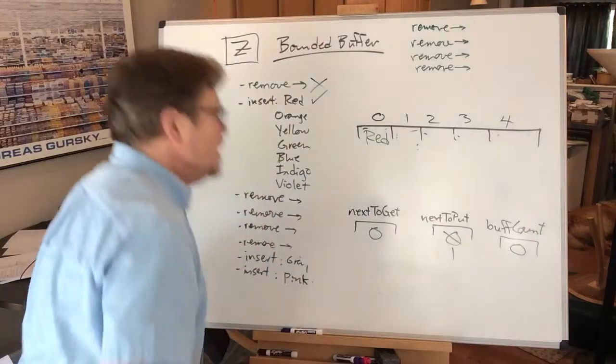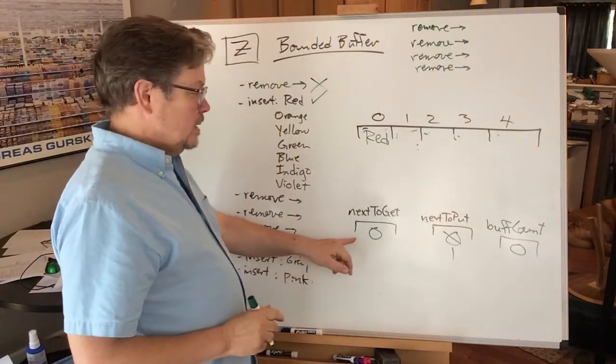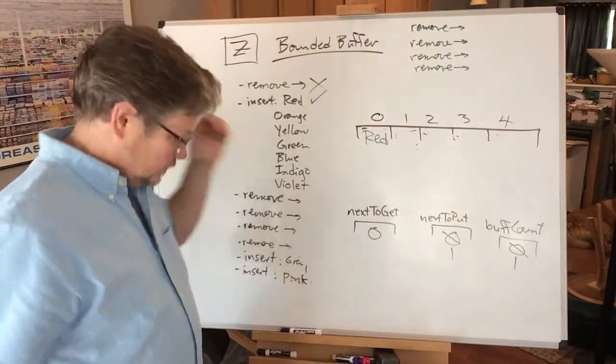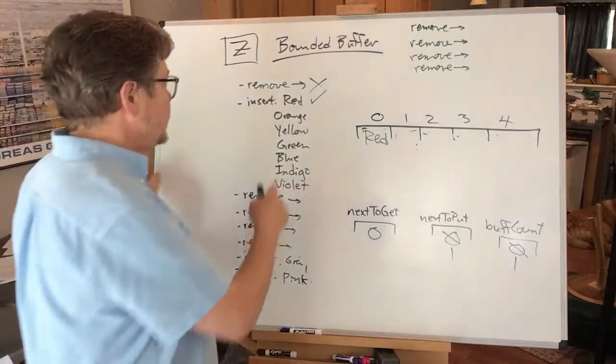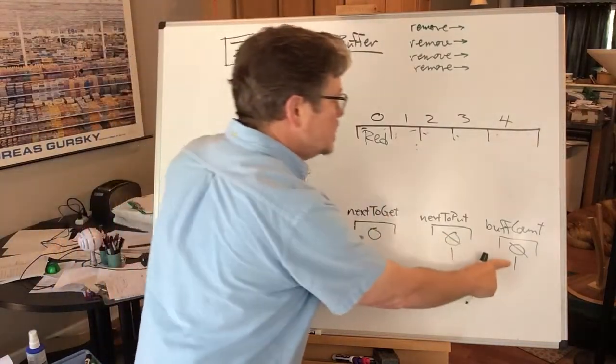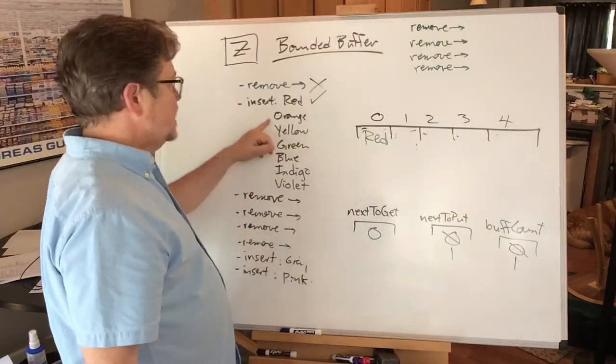One moment. Next to get leaves alone. It's not a player in this operation. Buff count needs to go up to 1. I hope I'm up to date. Try orange. Can we put orange in there? Our first check is, is the buff count less than 5? It is. It's less than the maximum. So yes, orange, you can go there.